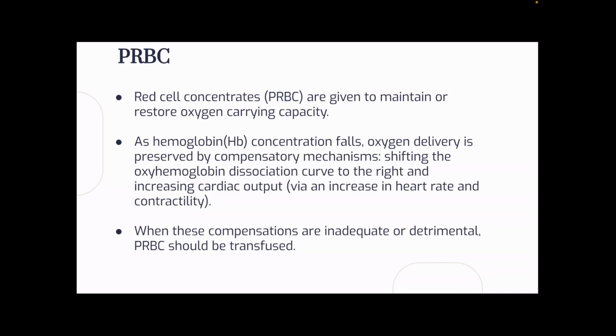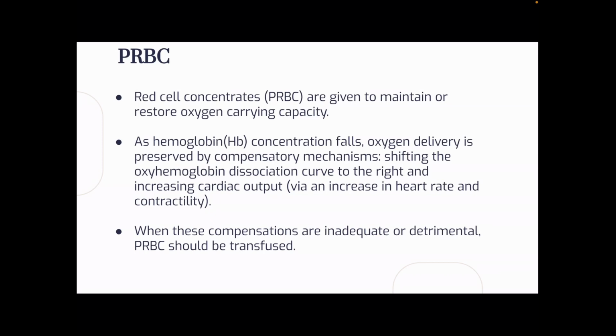Packed RBCs are given to maintain or restore oxygen carrying capacity. هنا يقول as the hemoglobin concentration falls, the oxygen delivery بينقص طبعا. There is a compensatory mechanism that is happening in the heart, لأن because you are lacking oxygen, the heart works too hard, increases the heart rate, and increases its contractility, so the oxygen reaches the cells. This is really exhausting for the heart. That's why anemia hurts the heart, basically.